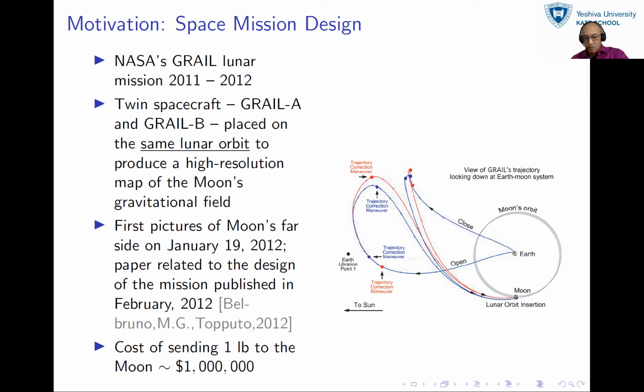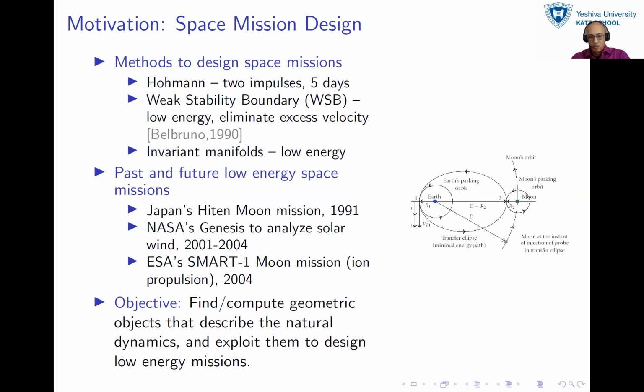So it is good news that you save fuel. It is bad news that it takes a lot of time. So going from the Earth to the moon, if you use standard trajectory design, which is called Hohmann trajectory, this was used to send people to the moon. So that's more or less a 5-day trajectory. So this takes a short time, but it's not energy efficient.